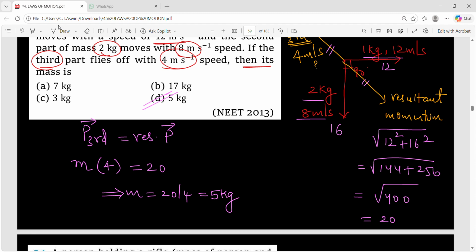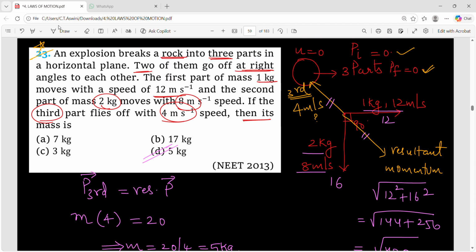Important. The same model is repeated more than 3 times. 2 parts will fly away perpendicular, at a 90 degree angle. Then what is the velocity of the third part, or what is the mass of the third part? Same model. So just practice this once again.